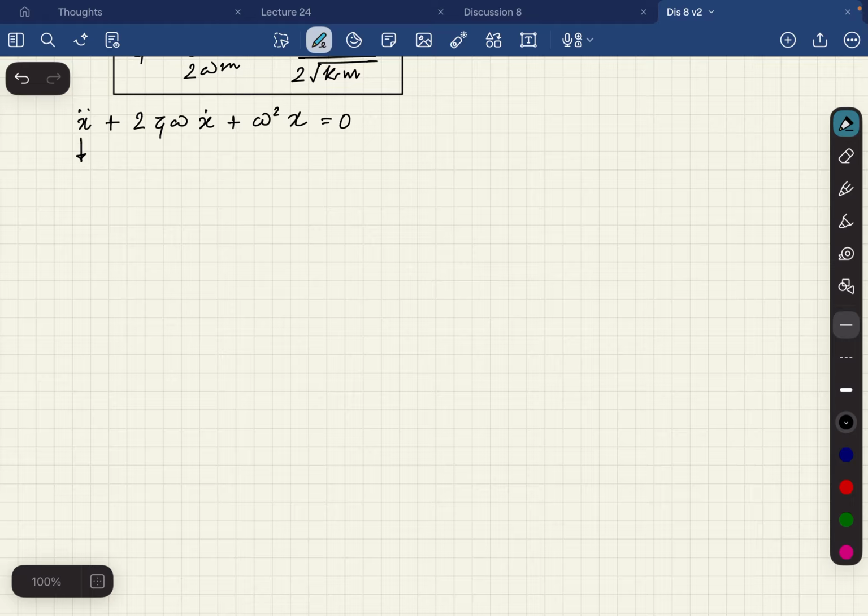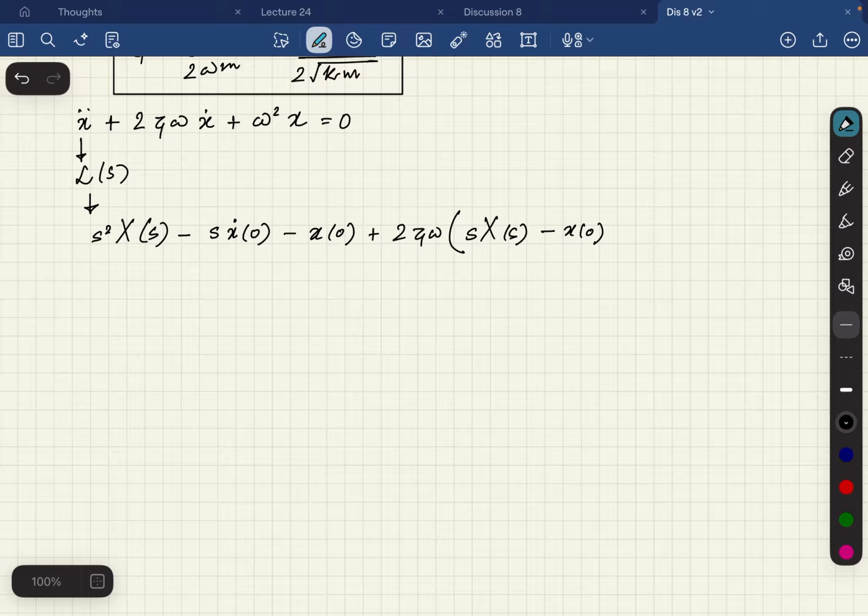So if you take the Laplace transform, then you get s square Laplace transform of x minus s times x at 0 minus x dot at 0, plus 2 zeta omega times s X(s) minus x at 0, plus omega square X(s). Now we need the initial condition. So I told you the initial condition velocity is 0, and we can assume that x naught is also 0. No issues.